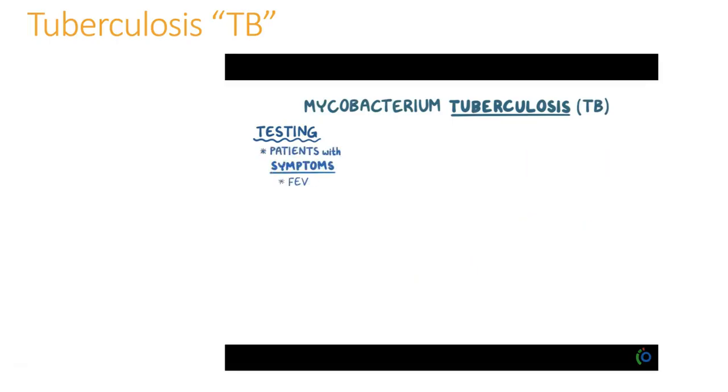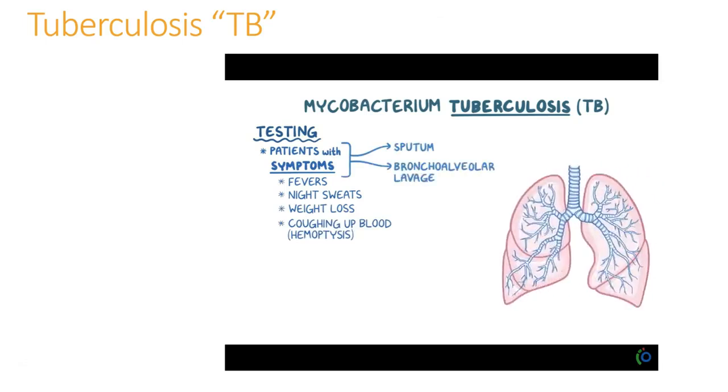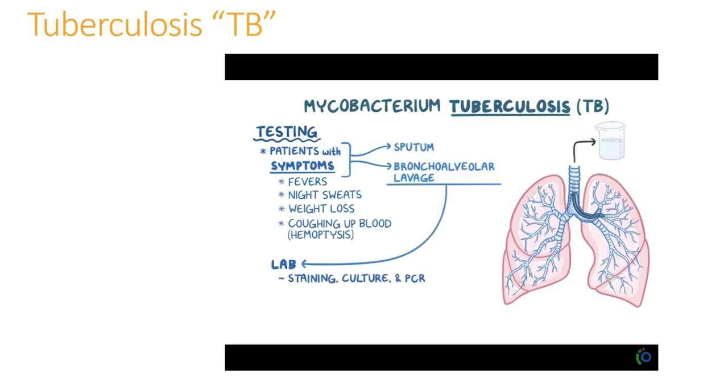In patients with symptoms like fevers, night sweats, weight loss, and coughing up blood, or hemoptysis, it's important to collect samples from either the sputum or via bronchoalveolar lavage, which is where the bronchoscope is inserted through the mouth or nose into the lungs. Fluid is squirted, and then the fluid is collected. These samples can get sent to the lab for staining, culture, and PCR to look for evidence of Mycobacterium tuberculosis.